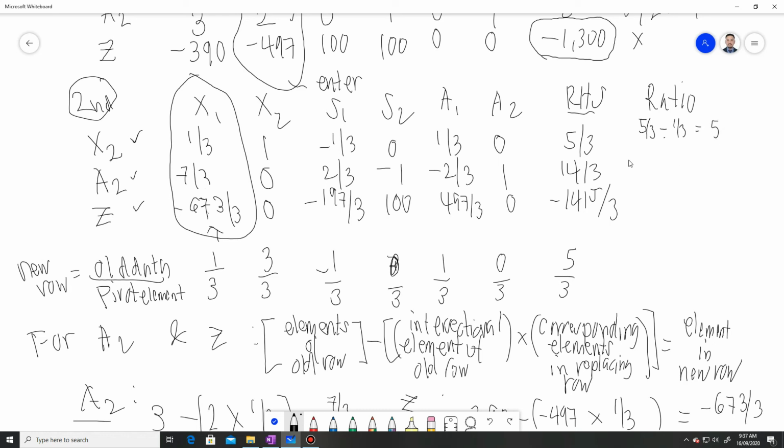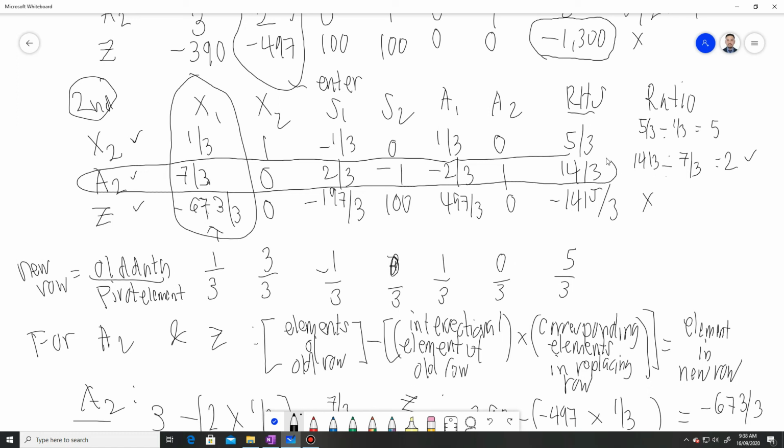For a sub 2, we have 14/3 divided by 7/3, and that is 2. Then we exclude z. And this is the lowest, therefore this is the leaving variable. Don't forget to encircle. Now this will be the leaving variable.